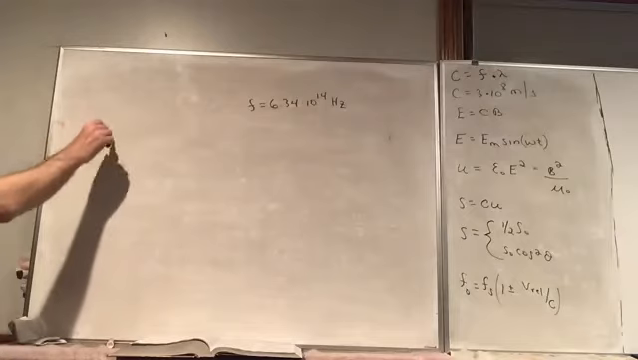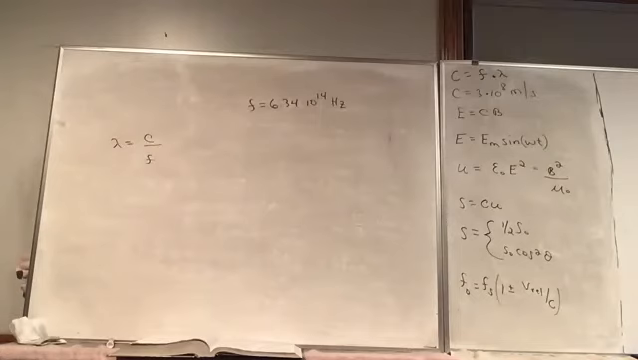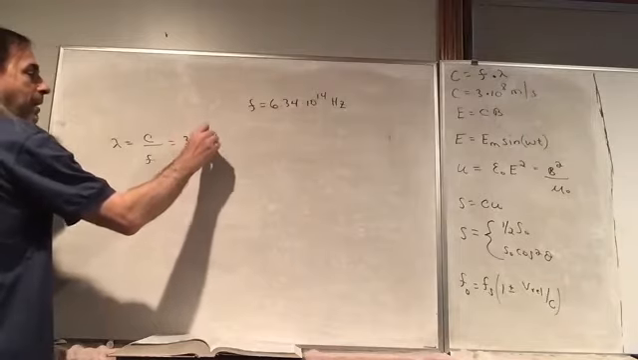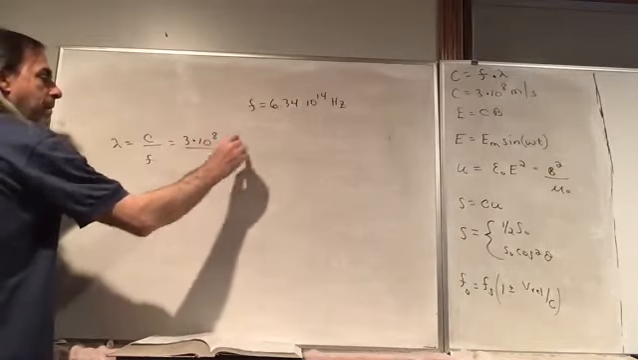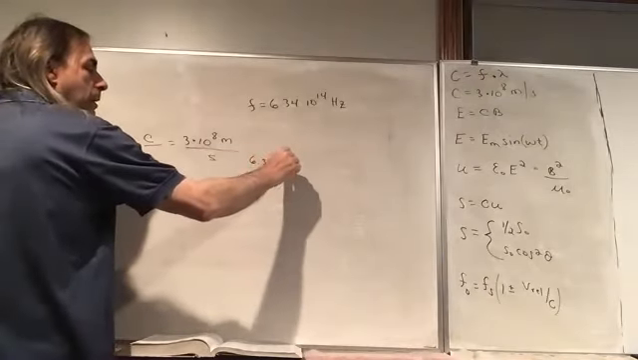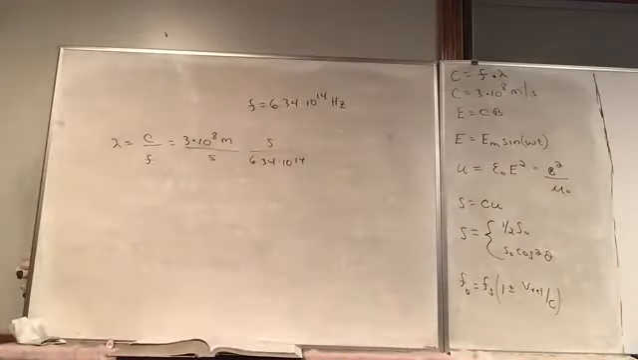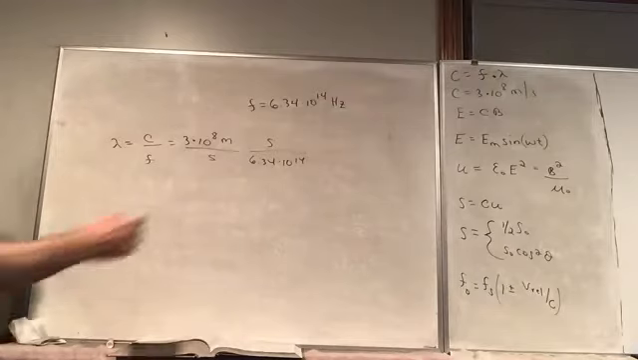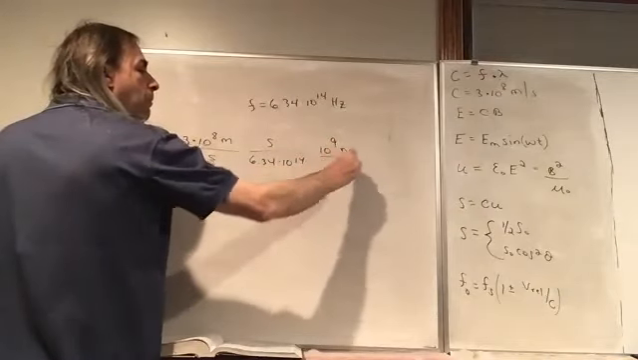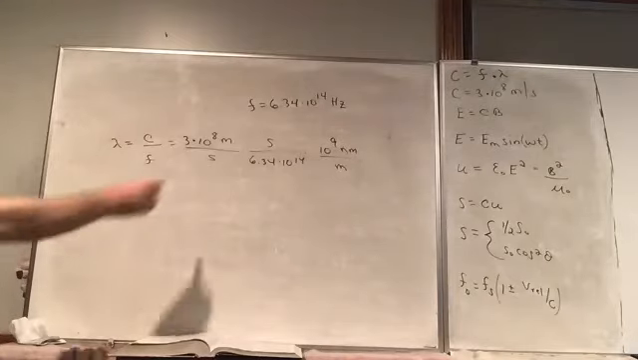So if we want the wavelength, that'd be the speed of light over the frequency. So we have 3 times 10 to the 8th meters per second. And then the frequency is 6.34 times 10 to the 14th. A hertz is a cycle per second. So I'll just do that. And I want to convert to nanometers, because visible light is best measured in nanometers. So the meters cancel out.